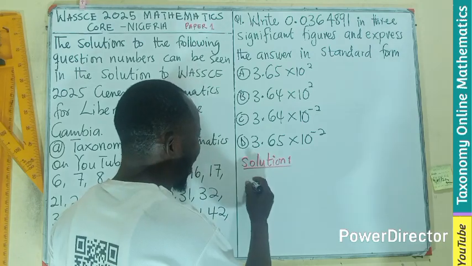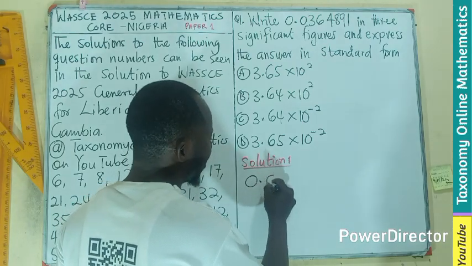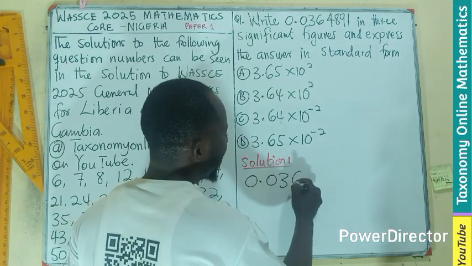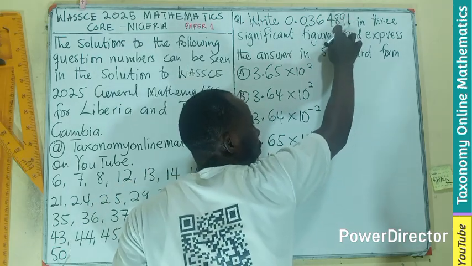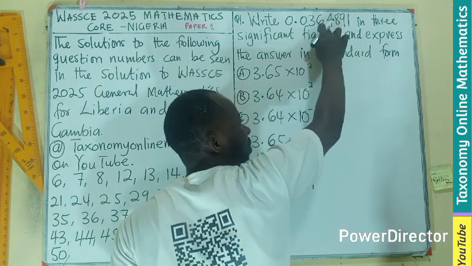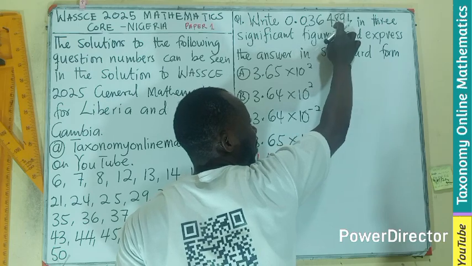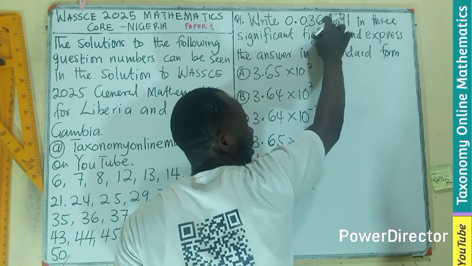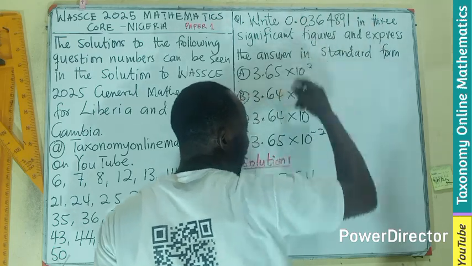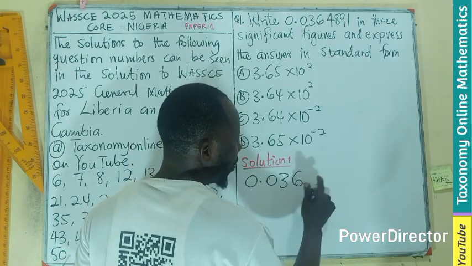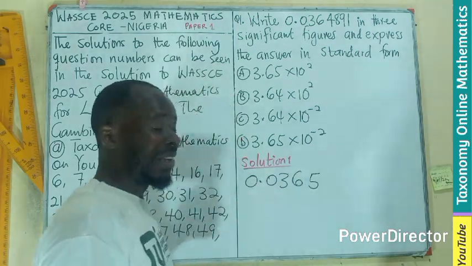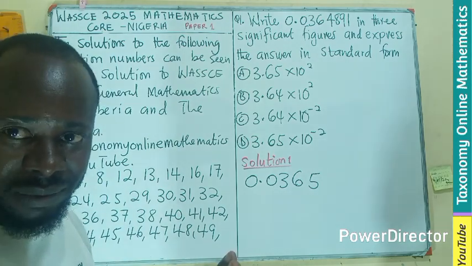If I'm to write that, it's going to be 0.0364. But the next digit is more than 5, so it is closer to the next digit up. We make it 1 and add it to this, so that it is closer to the end than it used to be. So 1 added to 4 gives you what? 5. This is the 3 significant figures.